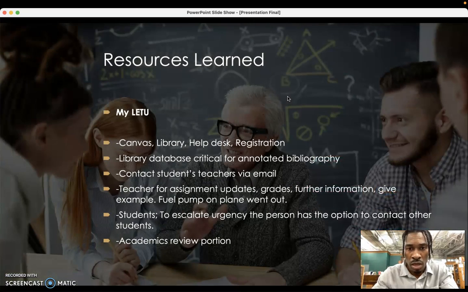Another resource, one of my favorites, is going to be the My LETU. There's a lot of things you can do with this access, such as Canvas. You can also download Canvas on one of your mobile devices. You have the library for research purposes and so on. There's a help desk. There's registration. There's things concerning finances. So the library database was critical, especially for this class with the annotated bibliography.